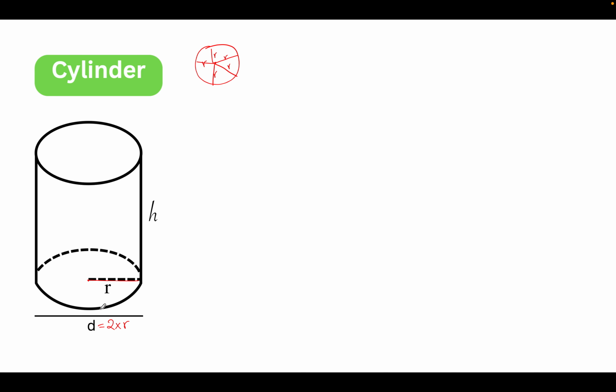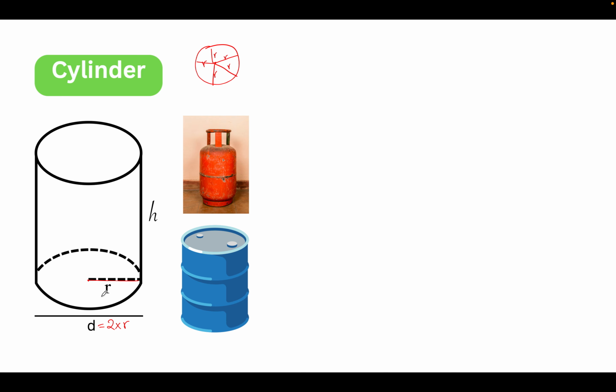As you might have already imagined, there are cylinders that you use in daily life. One is a gas cylinder and another is a drum. So a drum is also a cylinder, and this is, as everyone says, a cylinder.